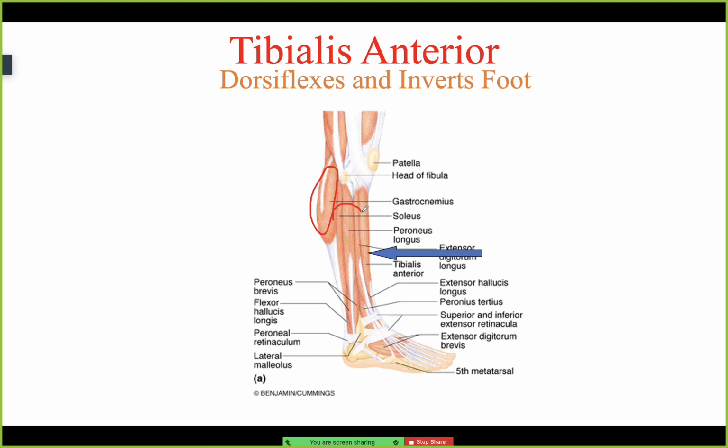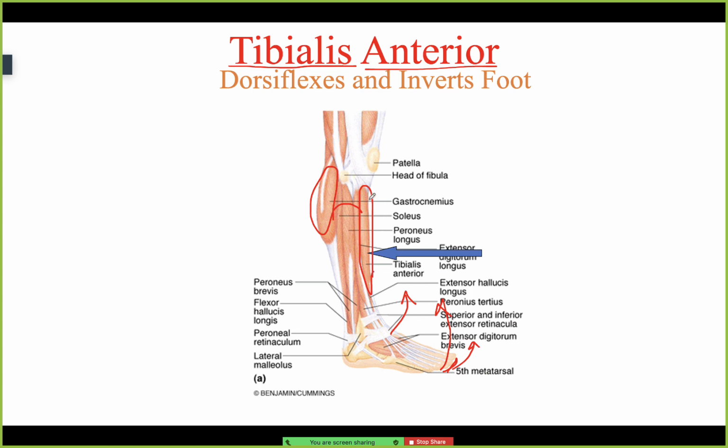Jumping to the front, the tibialis anterior. The name tells you the location. It's on the tibia bone, and it's on the anterior of your foot. And the job of this guy is to dorsiflex the foot, so pointing the toes up. It is also there to invert the foot. That means pointing the sole of your foot inwards towards your medial line.